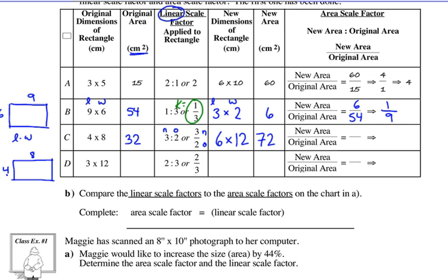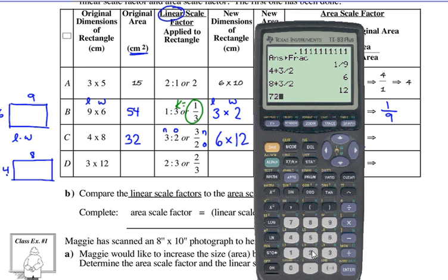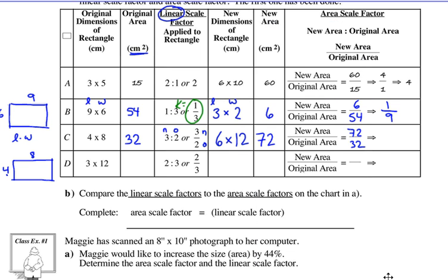So let's find our area scale factor. Our new area is 72. Our original is 32. So let's divide these. Let's grab your calculator. 72 over 32. Math, enter, enter, gives you 9 over 4. So again, notice how we had a linear scale factor of 3 over 2, and now we have 9 over 4. Let's look at one more example.